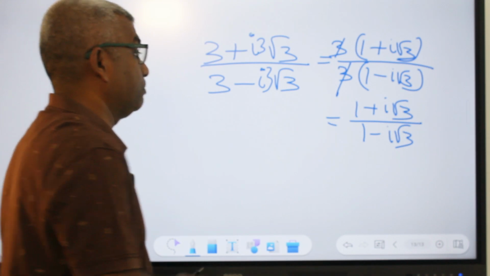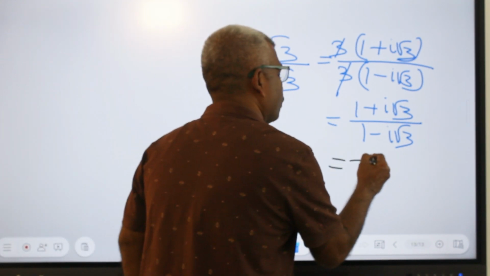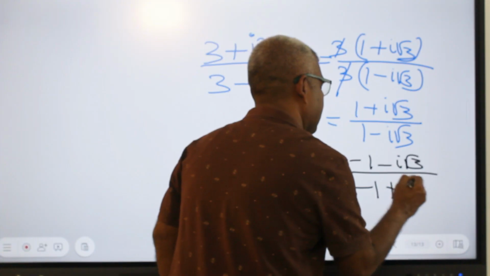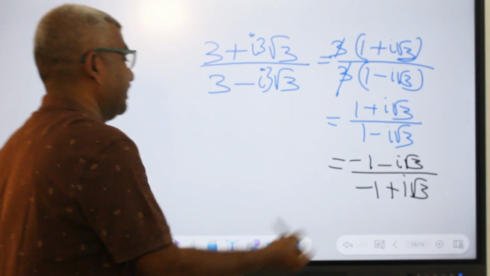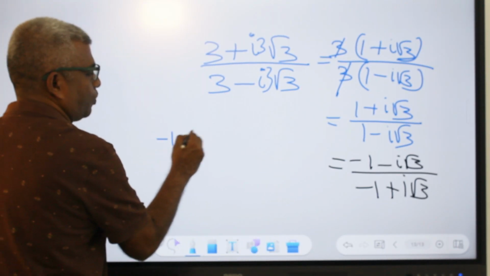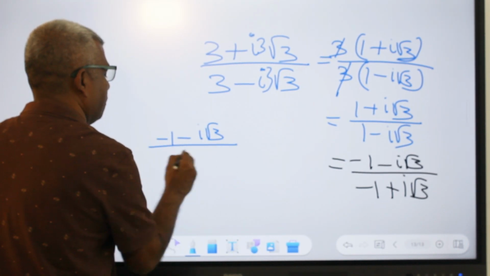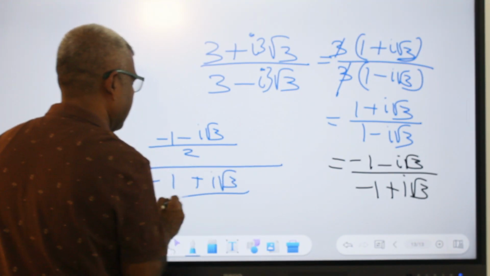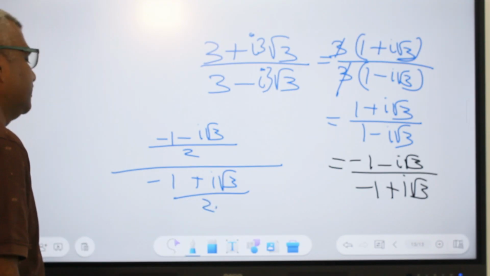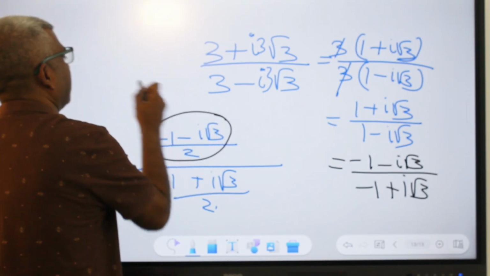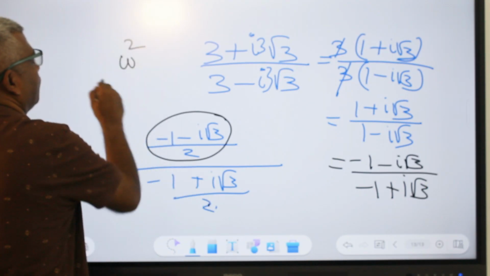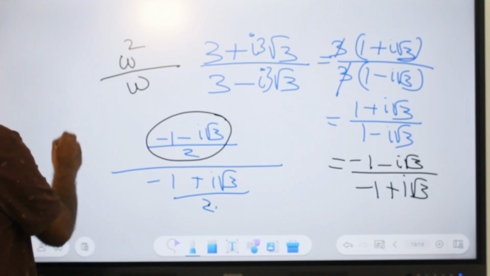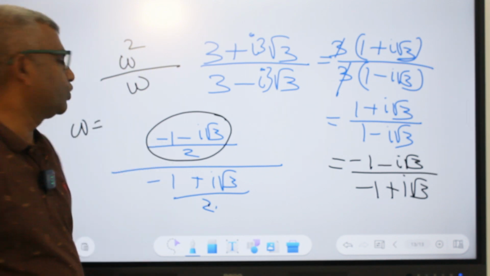Then multiply with the minus sign: minus 1 minus i root 3 over minus 1 plus i root 3. Then divide by 2: (minus 1 minus i root 3) by 2 over (minus 1 plus i root 3) by 2. This is nothing but omega squared over omega, which is omega. So what is the argument of omega? 2 pi by 3.